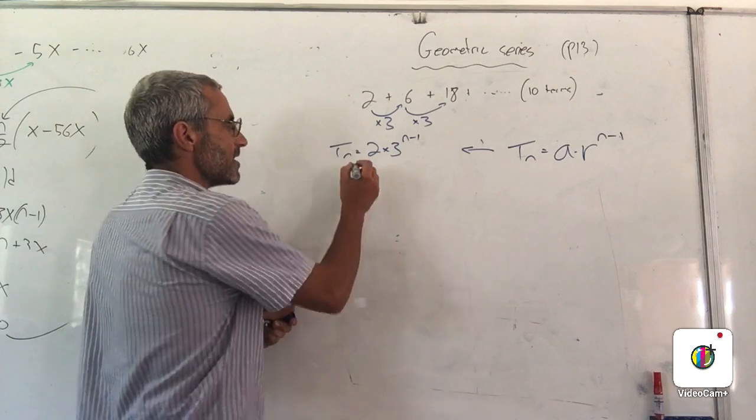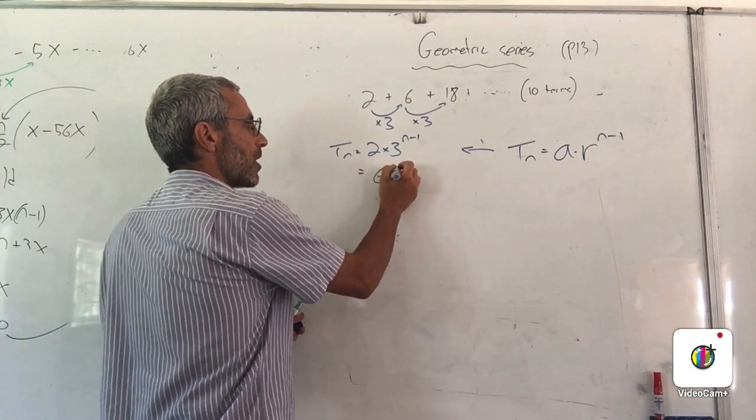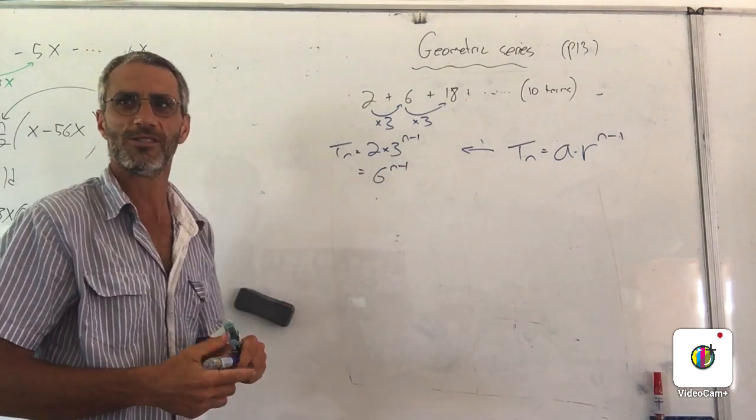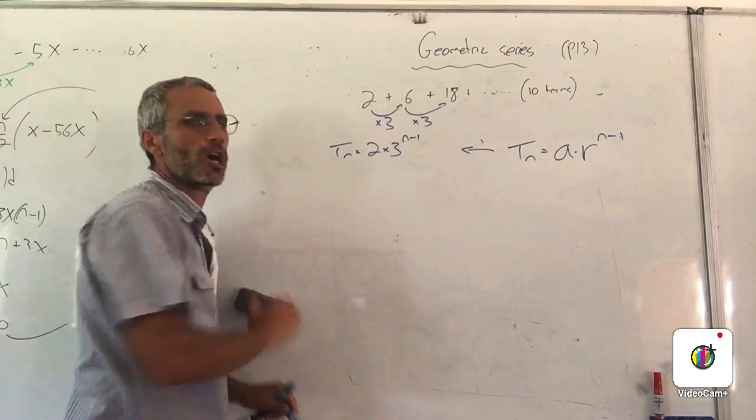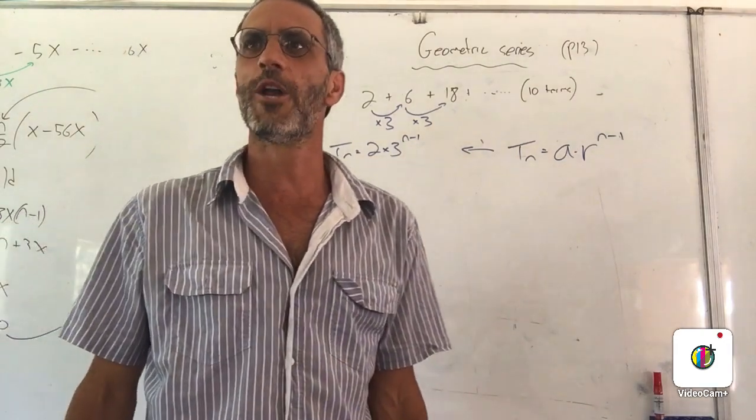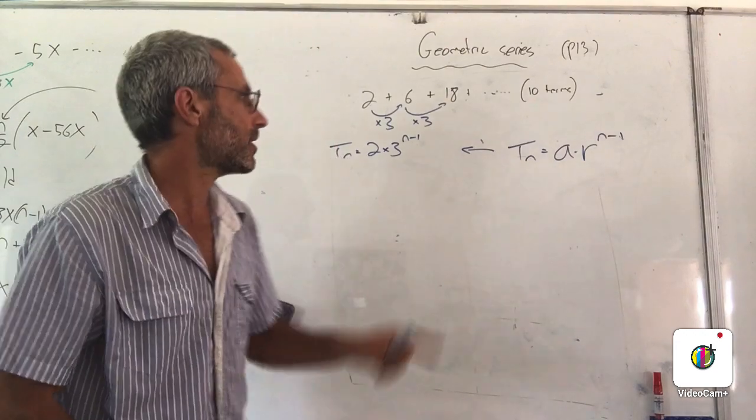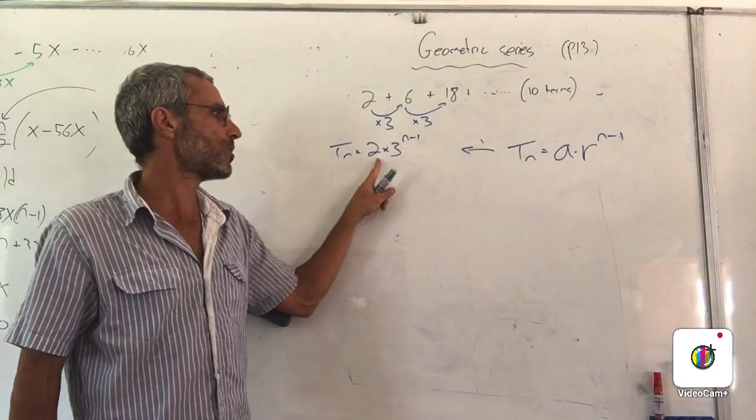Now, by the way, just a funny question. Can I simplify that and write this as 6 to the power n minus 1? No. Why not? Order of maths. We do the power before we times it.